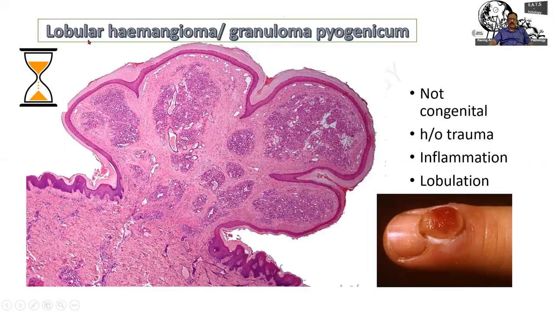This is called a lobular hemangioma or a granuloma pyogenicum. Granuloma pyogenicum is also a question for you people. So it is an overgrowth of the capillaries and there will be inflammatory cells. It is an hourglass lesion which projects above the surface. This is the clusters of capillaries that we are seeing separated by connective tissue.